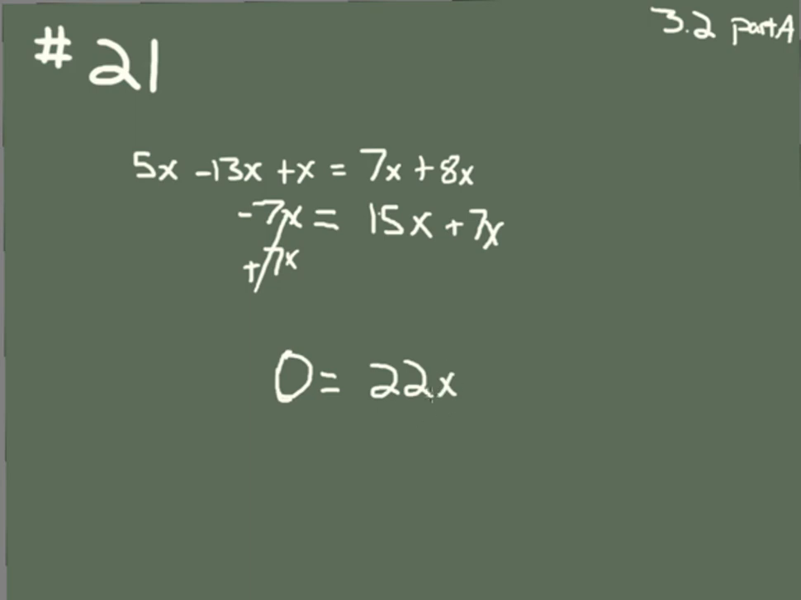Now I want to get x by itself, so I'm going to divide by 22, and those will cancel. I do 0 divided by 22, and I get that 0 equals x, because 0 divided by anything is going to be 0. So you kind of see the difference here. Here I actually got something that x equals. Yes, x equals 0, which seems funny, but it's what it equals.